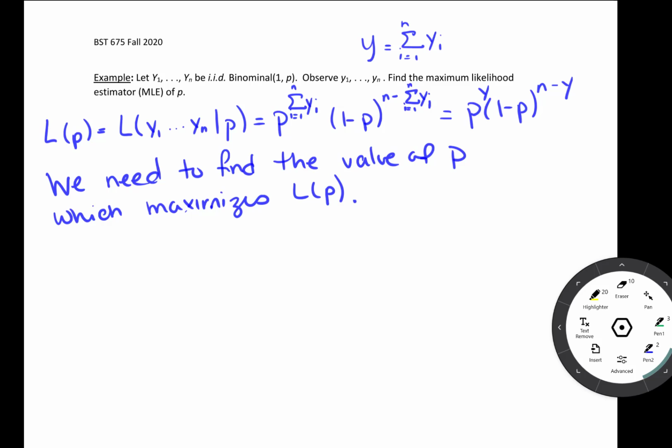So one option would be we could take the derivative of the likelihood and set it equal to 0, but it ends up that this can be fairly difficult. So instead, what we do is we consider the natural log. The log is strictly increasing, so maximizing the likelihood is equivalent to maximizing the log likelihood. So this is why we generally work with the log likelihood instead of the likelihood. So here, I'm going to use a lowercase l, so this is going to be the log likelihood of p, and that's going to be equal to the following.